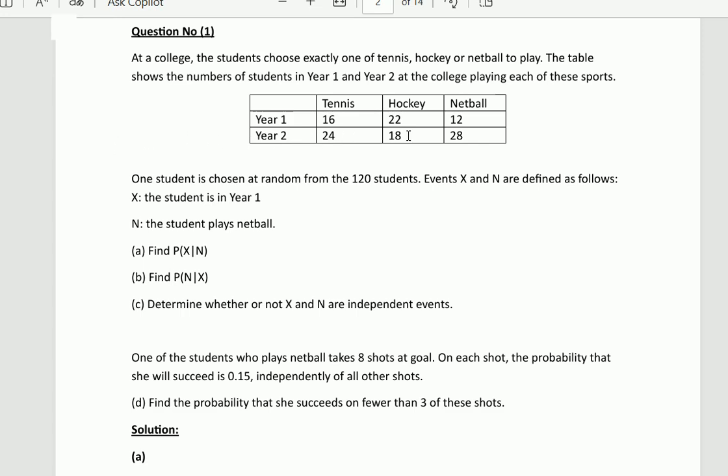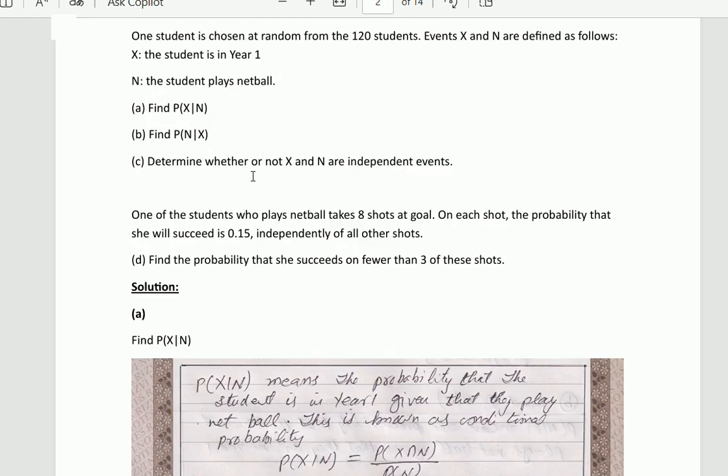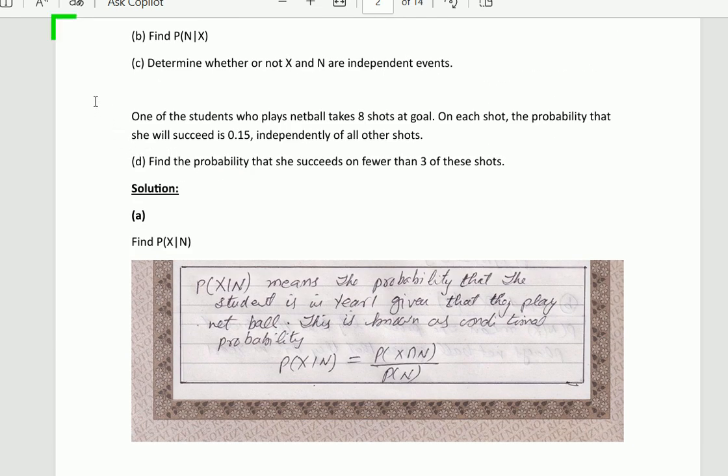Events X and N are defined as follows. X is the student in year 1. N is the student plays netball. So part A is find P of X given N, and part B is find P of N given X. Part C, determine whether or not X and N are independent. One of the students who plays netball takes 8 shots at a goal. On each shot, the probability that she succeeds is 0.15, independently of all other shots. Part D, find the probability that she succeeds on fewer than 3 of the shots.